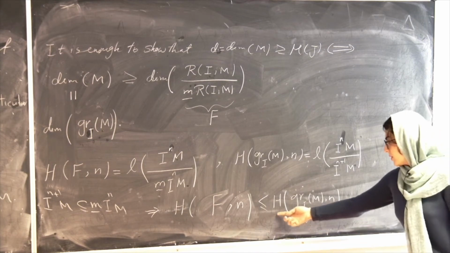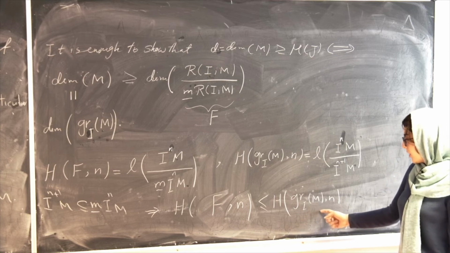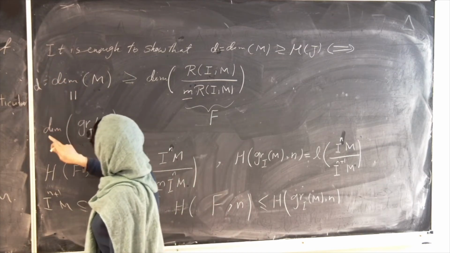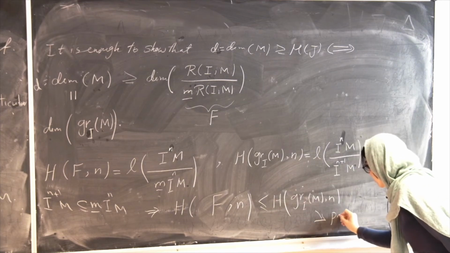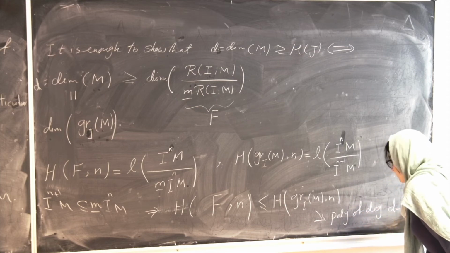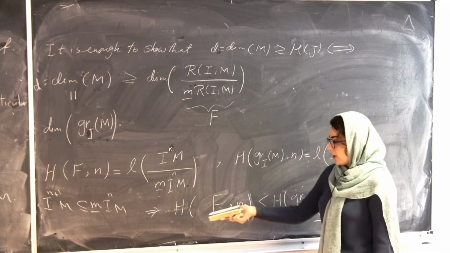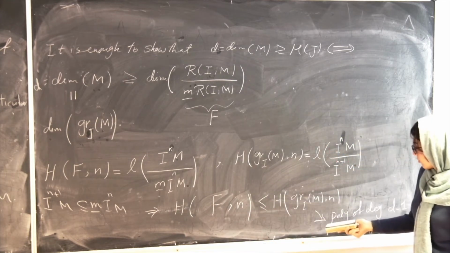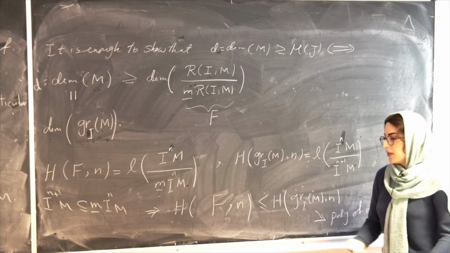Now, what do we know about the degree? For large n, we know that this is a polynomial of degree d minus 1, because we called this dimension d, which is the same as this dimension. So this is of polynomial type for large n, a polynomial of degree d minus 1. And we also know that this Hilbert function is also, for large n, a polynomial. But when this is less than or equal to a polynomial of degree d minus 1, the degree of this is also at most d minus 1.